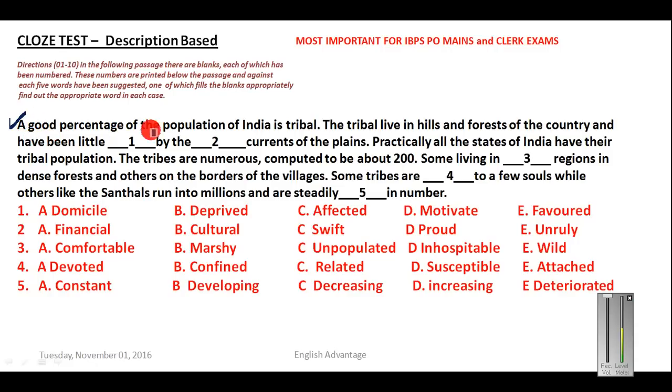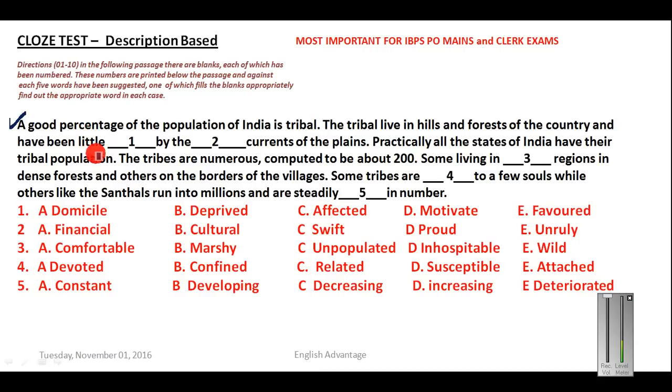A good percentage of the population of India is tribal. Okay, so here we are talking about this passage about tribal people. They mostly live in hills and forest areas. Okay, and nowadays they are called scheduled tribes. Okay, so the tribal live in hills and forest of the country and have been little by the currents of the plains. Now here we are comparing the tribal people with the people who are living in plains area, and how they have been impacted.